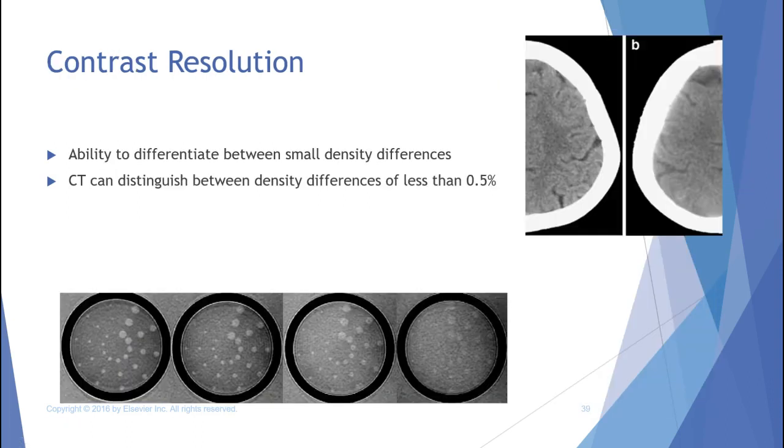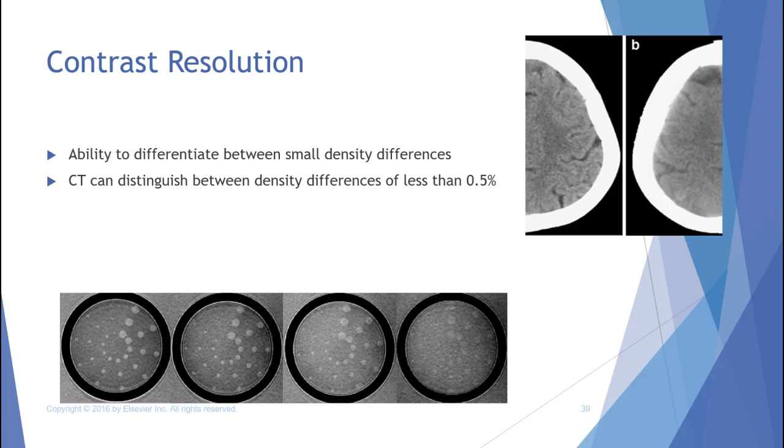Okay, the next one is contrast resolution, and that's just the ability to differentiate between small density differences. Okay, so black and white. In the CT QC, how you can tell if you have good contrast resolution is by counting the number of spokes that you see down on this bottom image here.